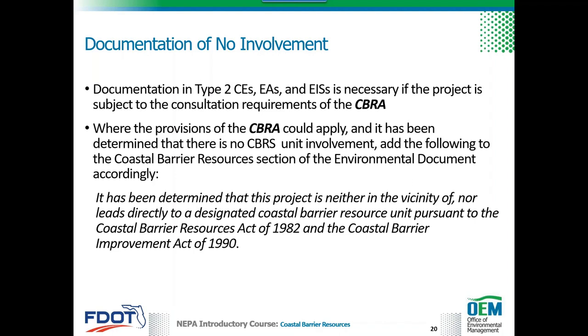For projects along coastal areas where the provisions of the Act could apply, but the appropriate review has taken place and it's been determined that there is no coastal barrier resource system unit involvement, add the following or similar statement to the Coastal Barrier Resources section of the environmental document accordingly. It has been determined that this project is neither in the vicinity of nor leads directly to a designated coastal barrier resource unit pursuant to the Coastal Barrier Resources Act of 1982 and the Coastal Barrier Improvement Act of 1990.